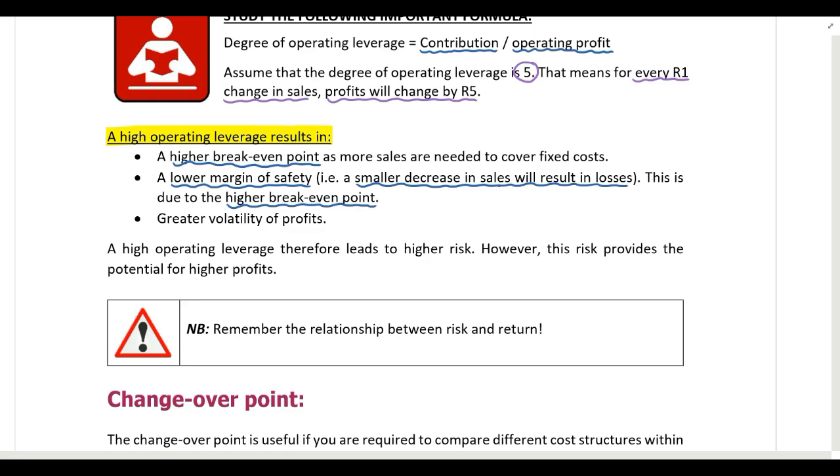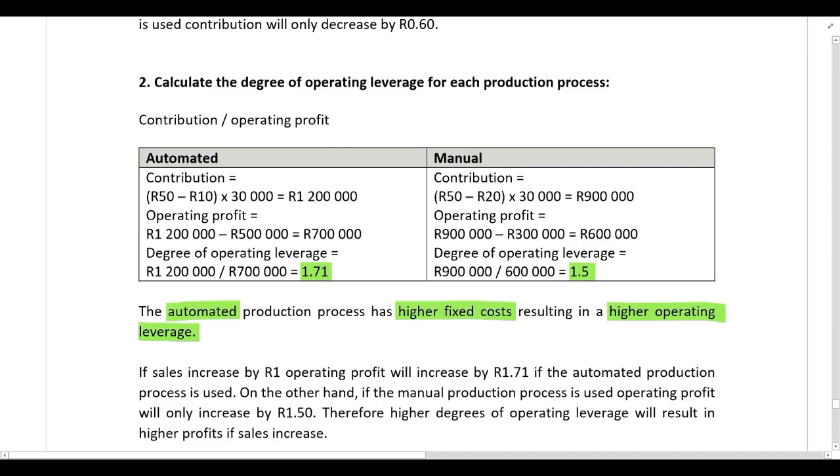Then finally, what we need to discuss in more detail is a high operating leverage also results in greater volatility of profits. So let's discuss that in a bit more detail. If the automated production process is used and sales increase by R1, then operating profit will increase by R1.71. On the other hand, if the manual production process is used and sales increase by R1, operating profits will only increase by R1.50. So when sales are increasing, the automated production process will outperform the manual process.